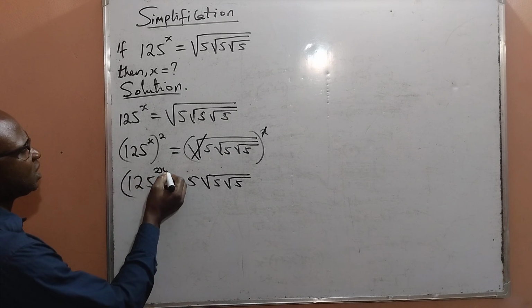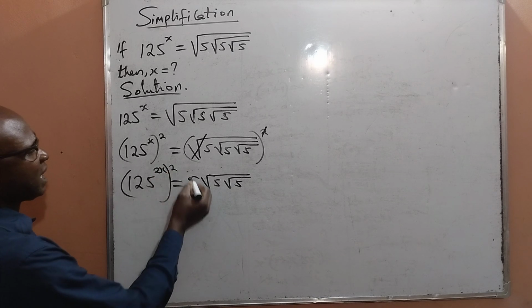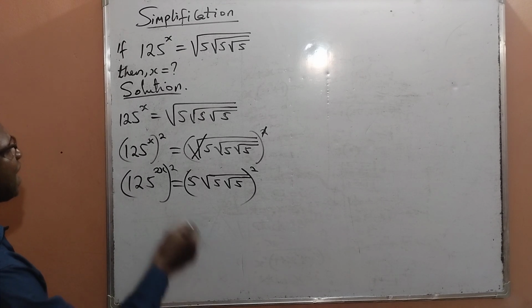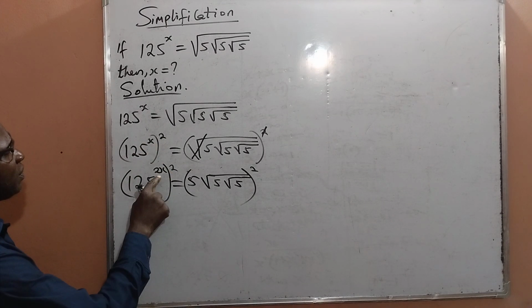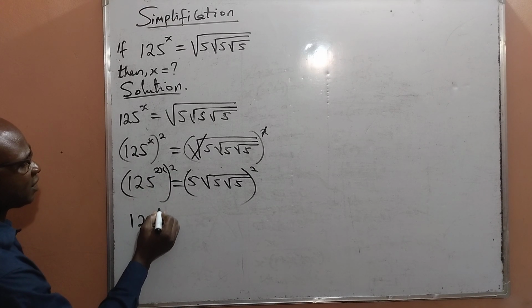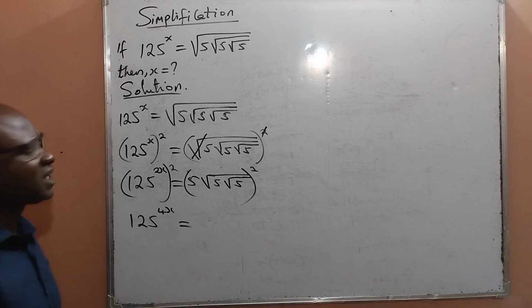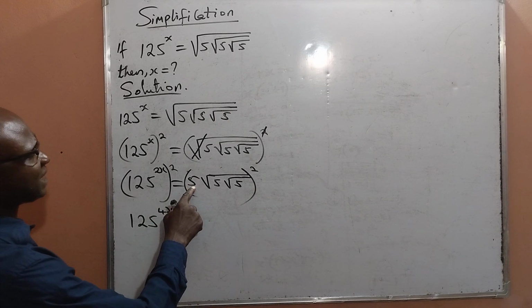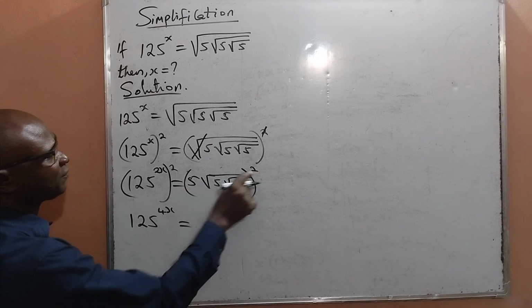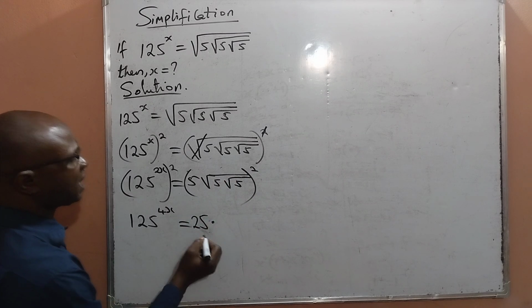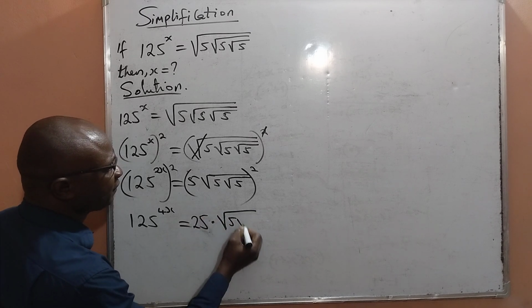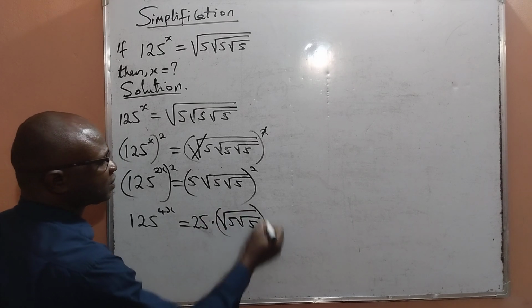That is squaring both sides. This side also will be squared, as well as the right hand side. And when this is done, I will do it again. 2 will multiply 2x to give me 125 raised to the power 4x. And from the right hand side, this 5 is to the power 2, so I have 5 to the power 2, which gives me 25. Then multiplying square root of 5, then under root 5, everything raised to the power 2.